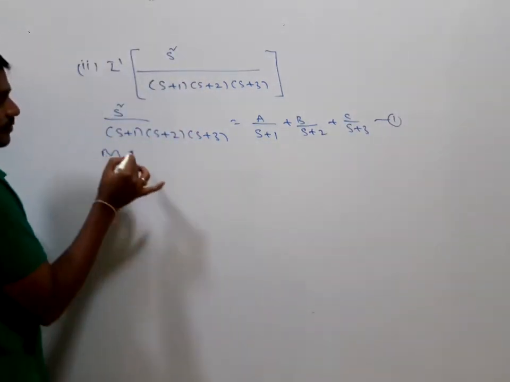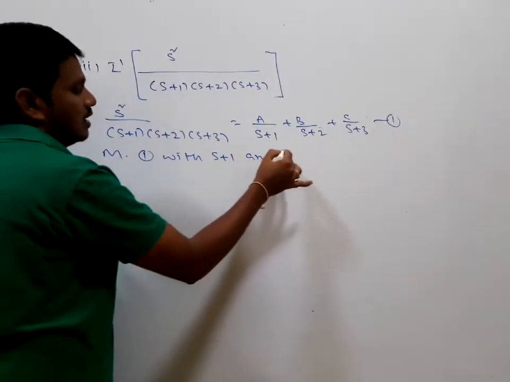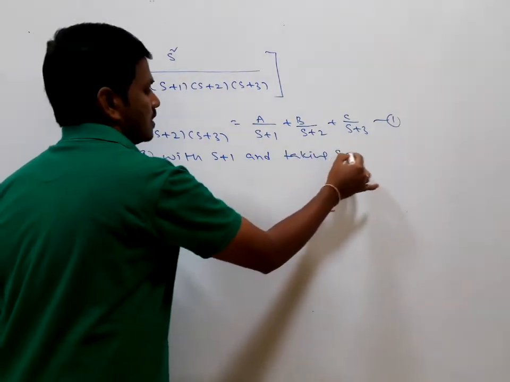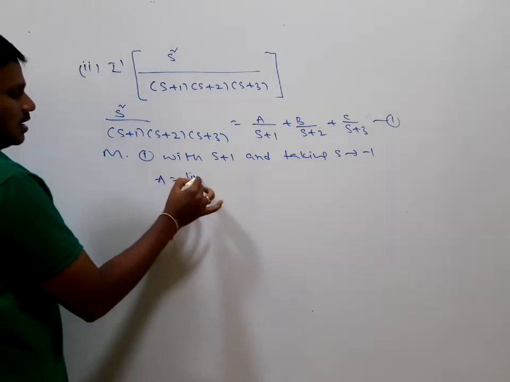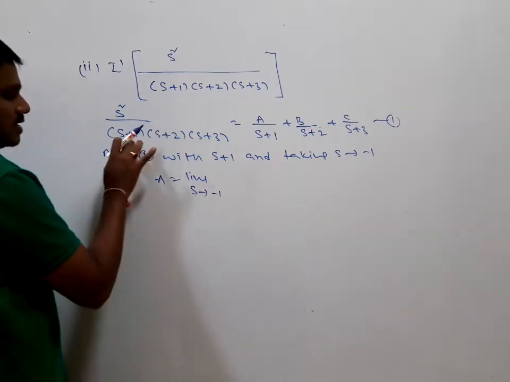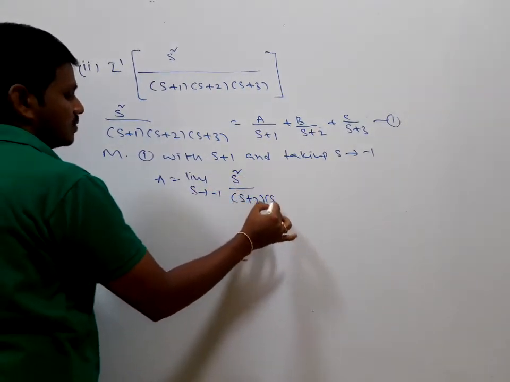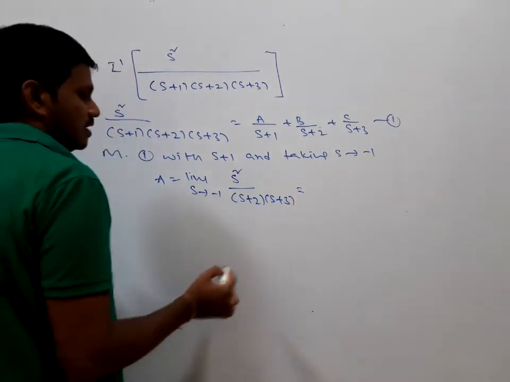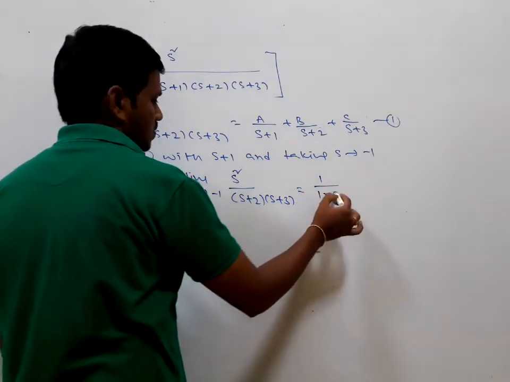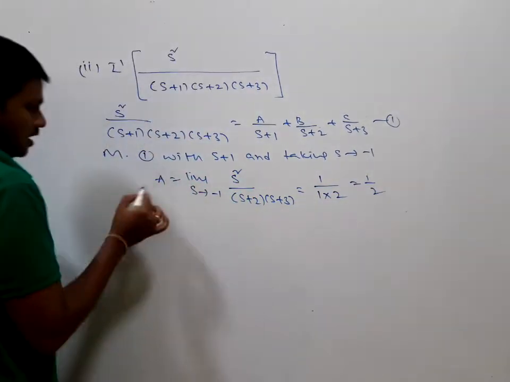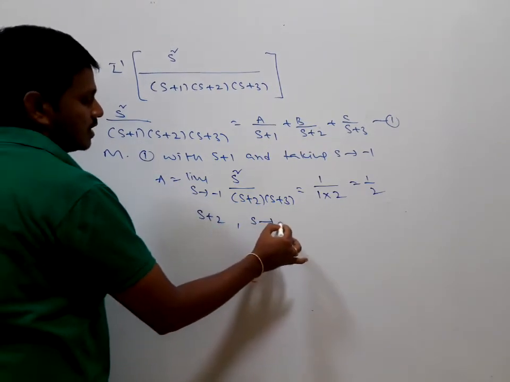First one, multiply equation 1 with (s plus 1) and take s tends to minus 1. These two terms become 0, only A we have. Therefore, limit s tends to minus 1, (s plus 1) gets cancelled, we have s square divided by (s plus 2) into (s plus 3). So minus 1 squared is 1, divided by minus 1 plus 2, which is 1, and minus 1 plus 3, which is 2. So A is equal to 1 by 2. In the same way, multiplying with (s plus 2) and taking s tends to minus 2.